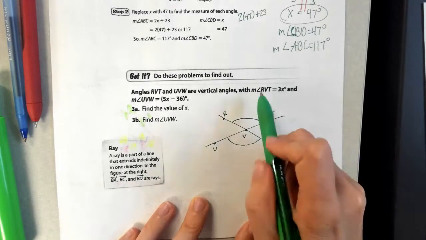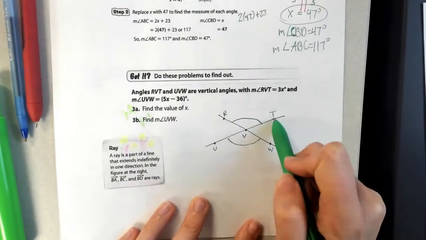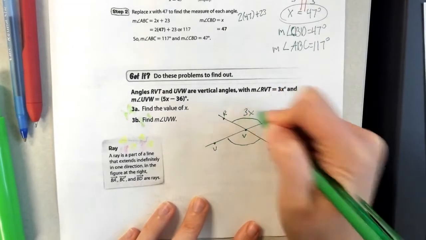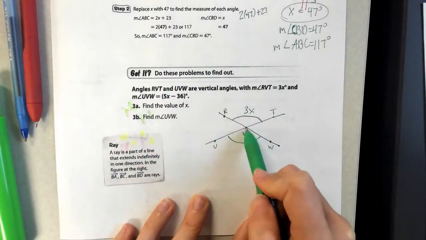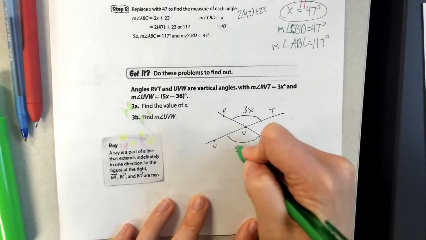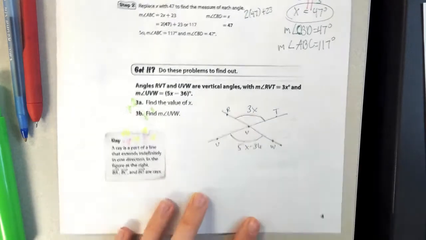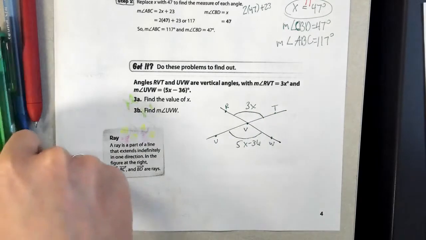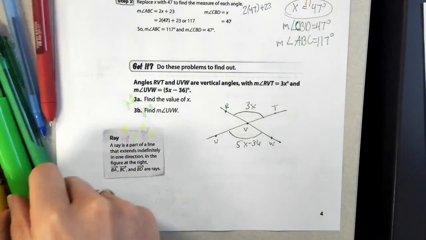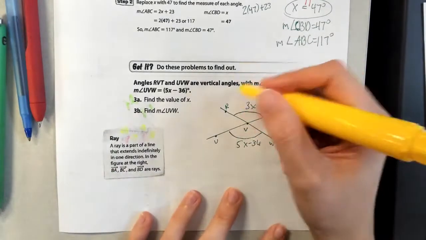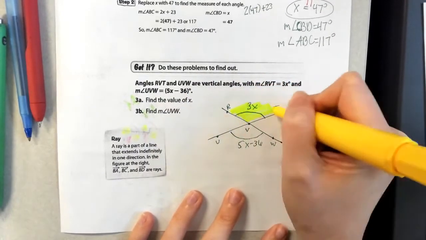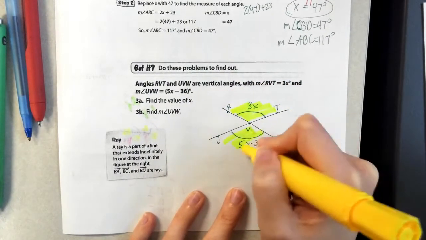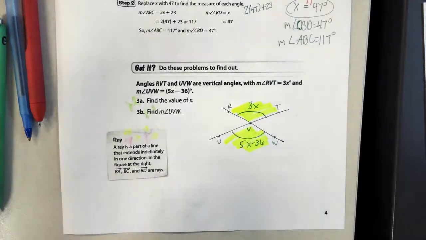It says measure RVT, that angle is 3x, and UVW is 5x minus 36. So the first thing we need to do is find the value of x. So you need to think about what your angle pairs are. That's the first question you should always be asking yourself. Is there a special name for this set of angle pairs? These are vertical. Once you know what they are, think about what does that tell you.